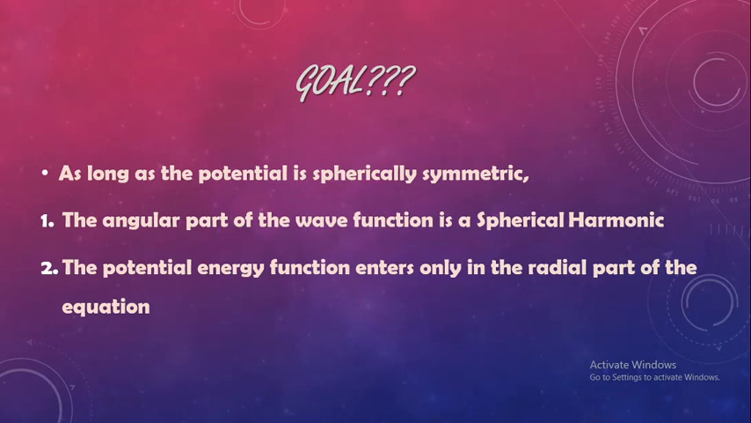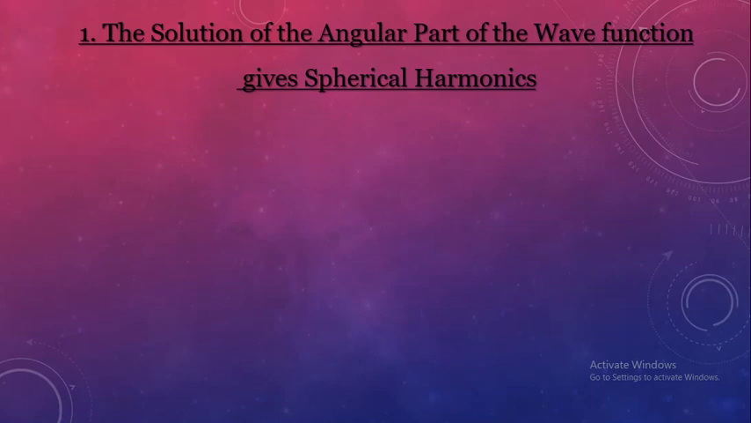So in order to reach this goal, we had separated the angular and radial parts of the wave function corresponding to the particle in a spherically symmetric potential. So today let us separately understand in depth, or let us reach our goal. First, we find the solution of the angular part of the wave function and check whether it finally gives us the spherical harmonics.